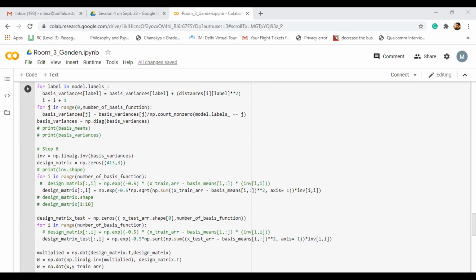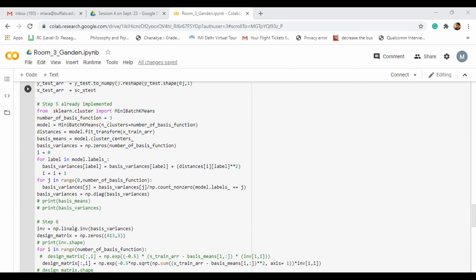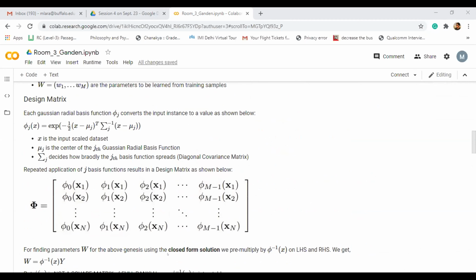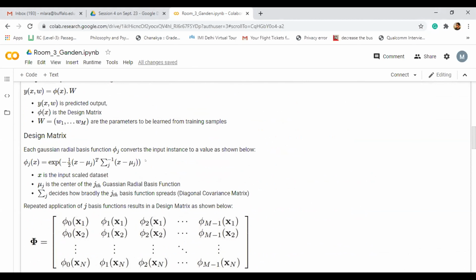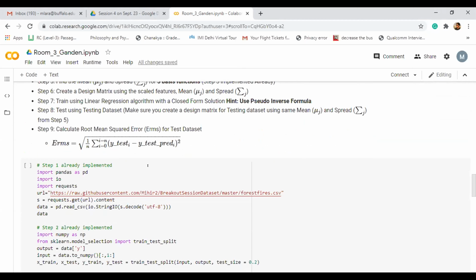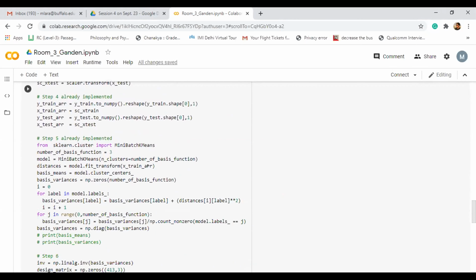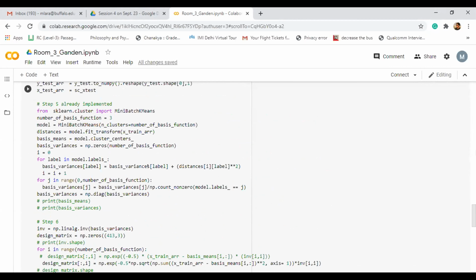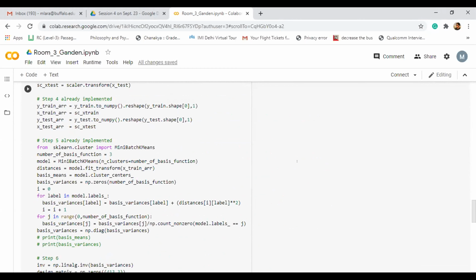But if you look at how he has calculated bias variance, scroll down a little. Yeah, this is the formula for the basis function. I'm just trying to look at how he's calculated basis variance at the bottom. Go up a little. Yeah, that's fine. Okay, so step 5, the line where it starts basis underscore variance.